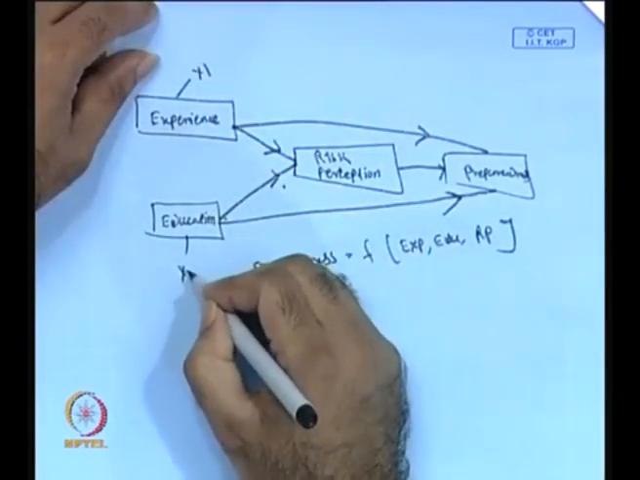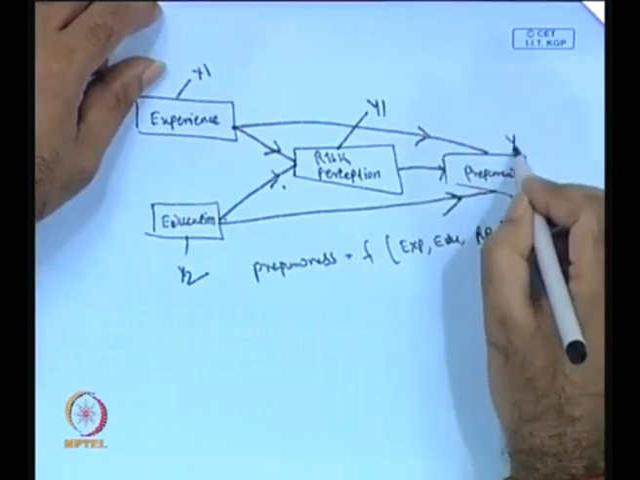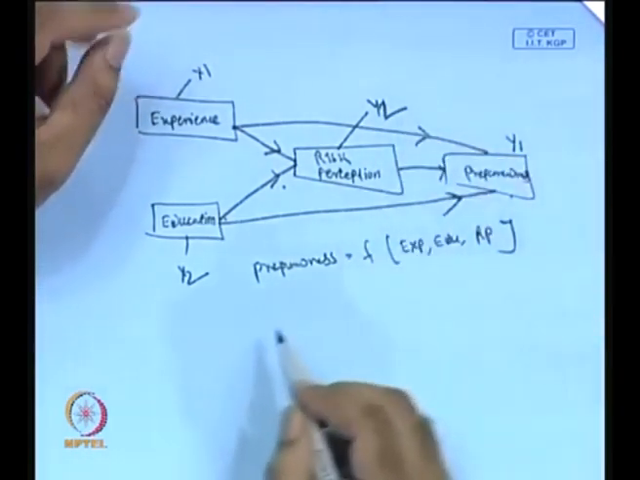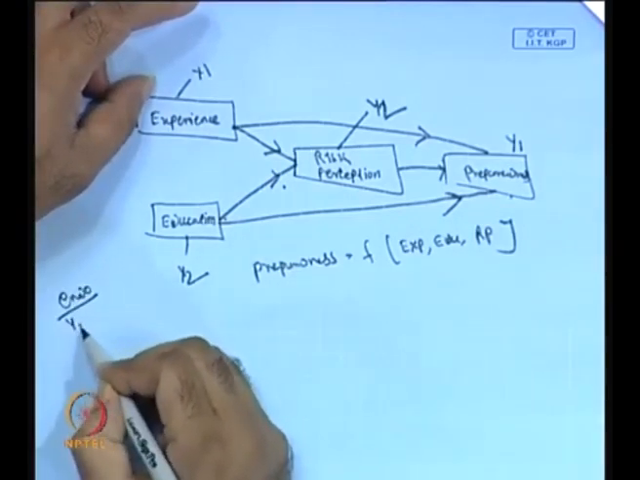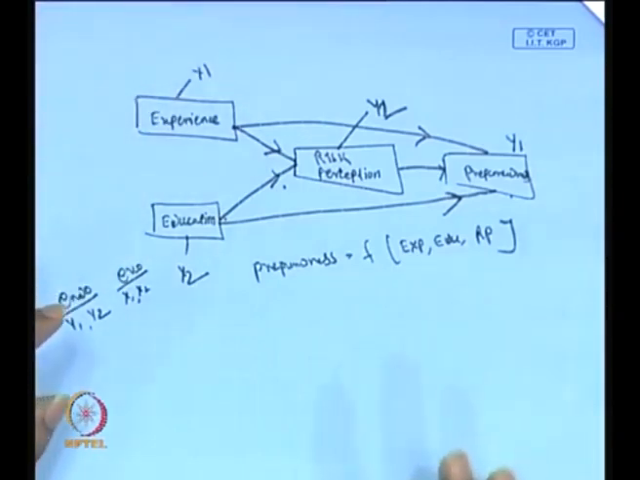For instance, if I call experience x1 and education x2, then risk perception is y1, and preparedness, so we will call this y1 and this y2. So here the endogenous cluster is y1, y2, and the exogenous cluster will be x1 and x2. But only classifying endogenous variables and exogenous variables will not solve your problem, or will not give you any kind of solution for this multivariate interdependence technique. What is important here is that you have to find out the hidden structure that lies between these problems we are discussing.